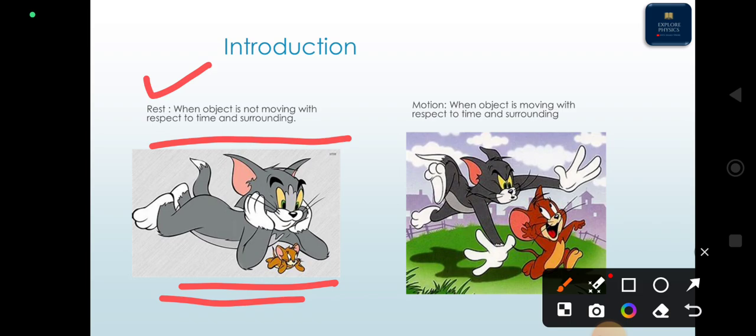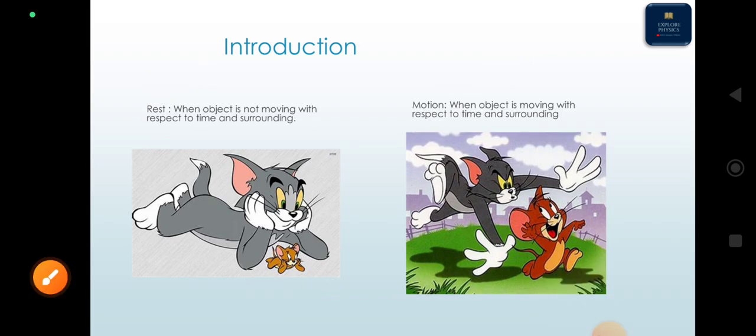That position of the object is called at rest, when the object is not moving with respect to time and surrounding. Now here, Tom is behind Jerry. Jerry is laughing, right? So, when an object is moving with respect to time and surrounding, it is called motion. Motion and rest are very important concepts in physics, because motion and rest are based on the observer's frame of reference. It does not actually depend on the position of the object. How are we saying that? Let us see the example in the next case.